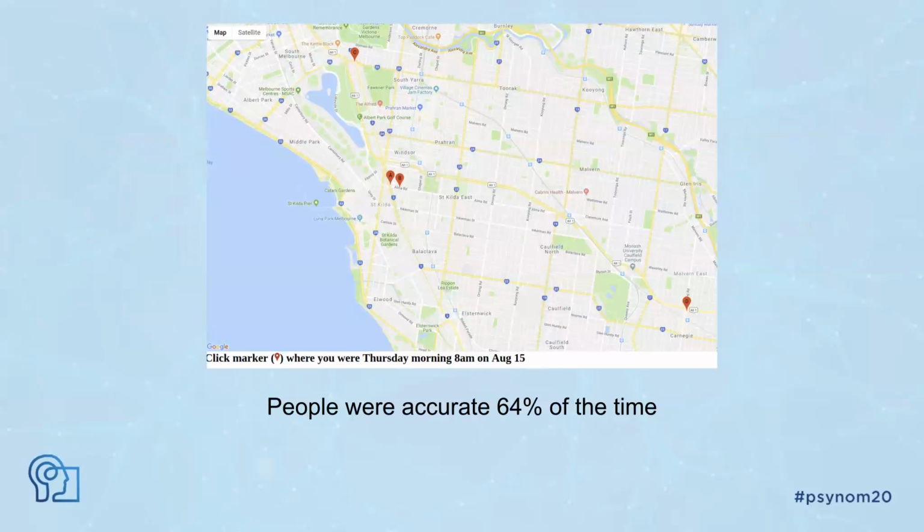Each trial in the test included 4 alternatives. So they'd be given a screen like this, and they would be asked a question about where they were at a certain time. So in this case, Thursday morning, 8 AM on August 15th. And so there are 4 alternatives. All 4 of them are places that this particular participant had been. And their job is to choose which of these were the ones they were at that time. In this experiment, people were accurate 64% of the time.